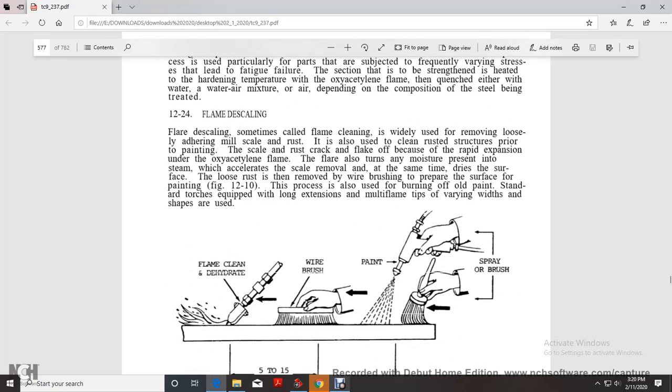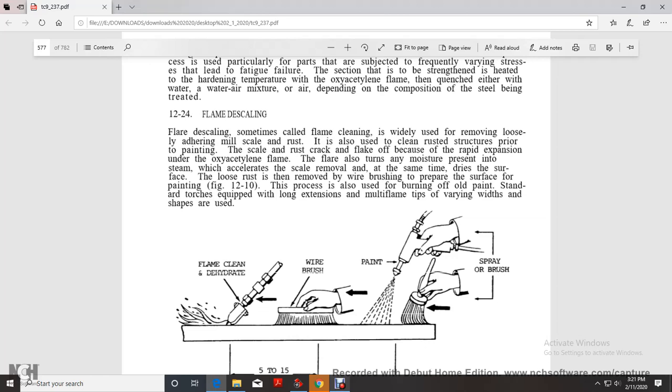Alright, 12.2.4, Flame Descaling. Flame descaling, sometimes called flame cleaning, is widely used for removing and loosening mill scale and rust. It's used to clean rusted structures prior to painting. The scale and rust crack and flake off because of the rapid expansion under the action of the torch flame. The flame also turns moisture present into steam, which accelerates scale removal and at the same time dries the surface.